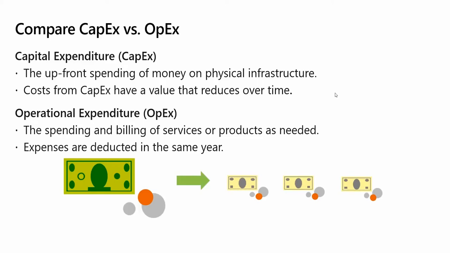In the cloud, we don't need to do that. We are spending as we need it, and that's operational expenditure, OpEx. So the expenses are normally deducted in the same year, and you're paying monthly or yearly for those expenses. So capital expenditure versus operational expenditure.